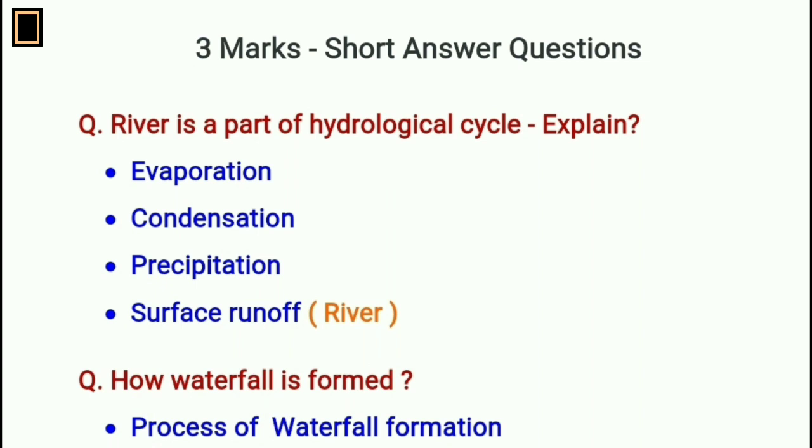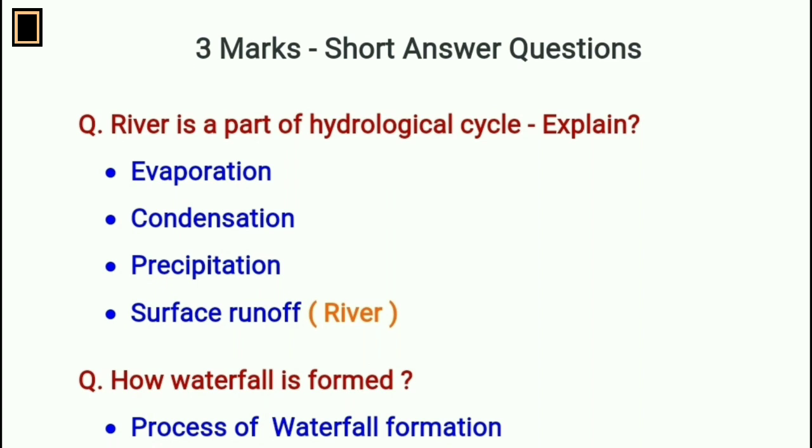Among them, number 1 is: river is a part of the hydrological cycle. Explain. This is a statement and we need to prove that. The following points are necessary for this question, like evaporation, condensation, precipitation, and surface runoff. These are the parts of the hydrological cycle, by running of which sequentially the cycle becomes complete. After precipitation, water will be channelized through a definite track on the land mass, and then it will form the course of the river.